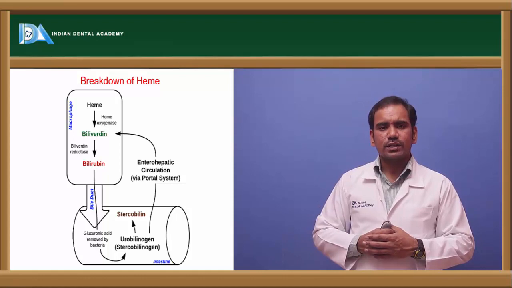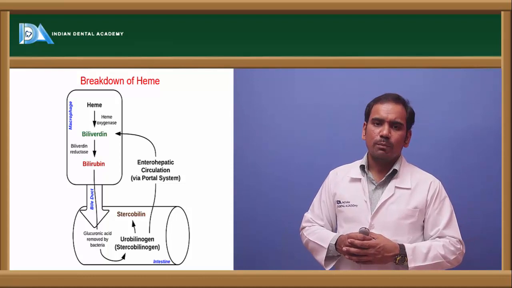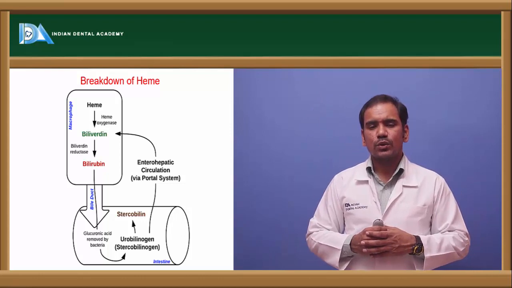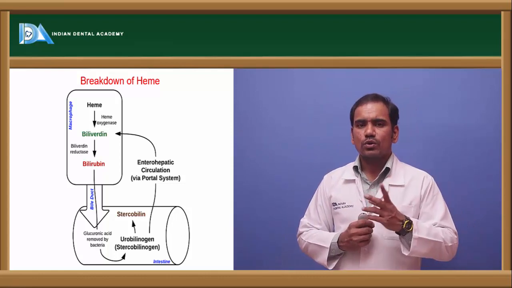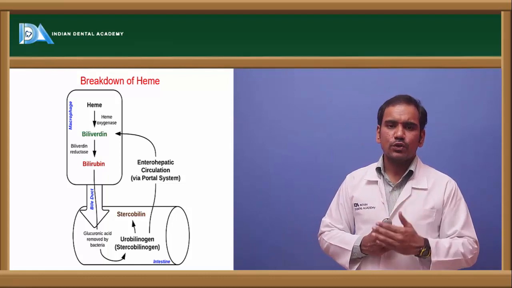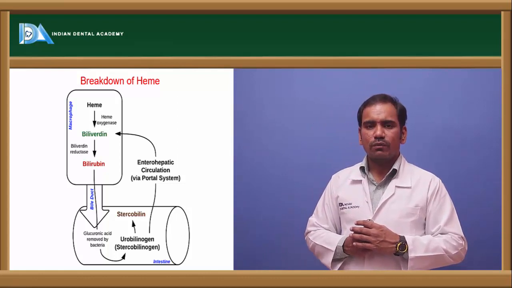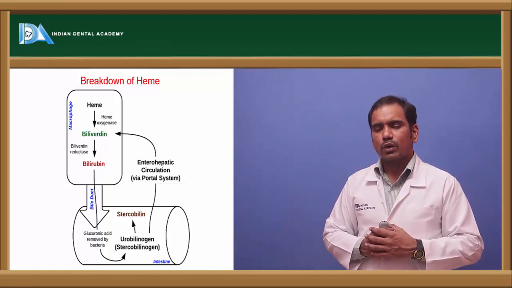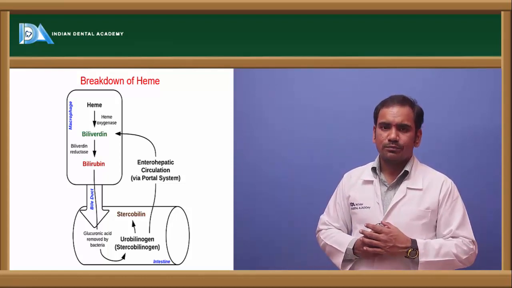In its degradation, first heme, by the action of the enzyme heme oxygenase, is converted to biliverdin. Now biliverdin, by the action of the enzyme biliverdin reductase, is converted to bilirubin. So these two enzymes, heme oxygenase and biliverdin reductase, are responsible for the degradation of heme. Those two enzymes convert heme into bilirubin. The bilirubin formed now undergoes conjugation with glucuronic acid, and it is excreted from the body in the form of bilirubin diglucuronide.